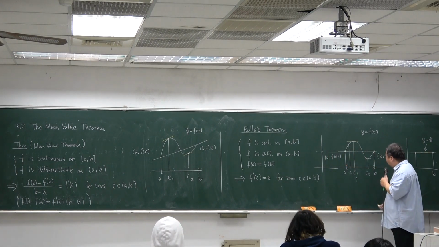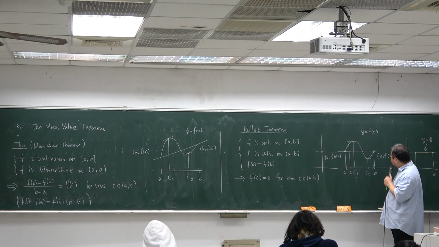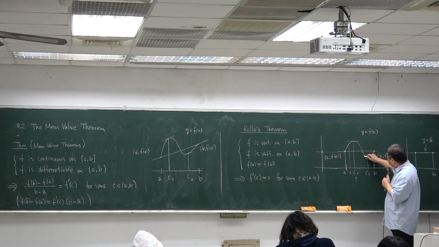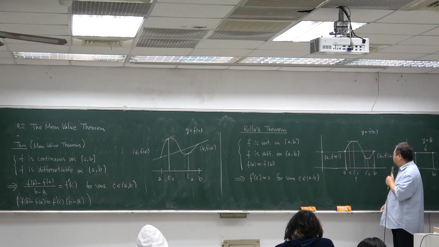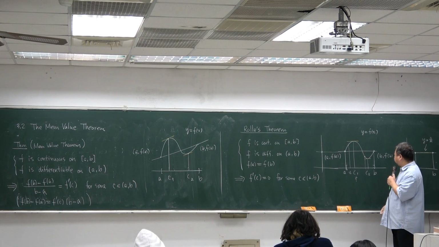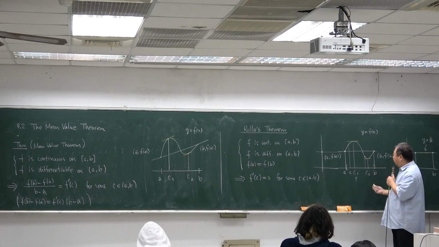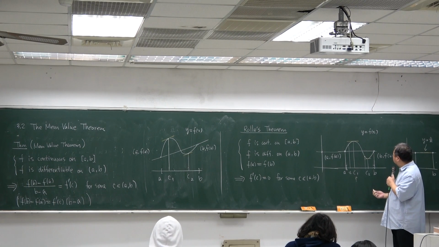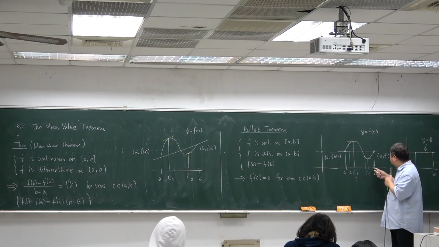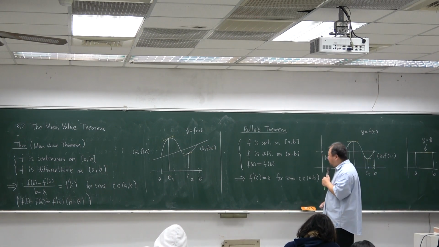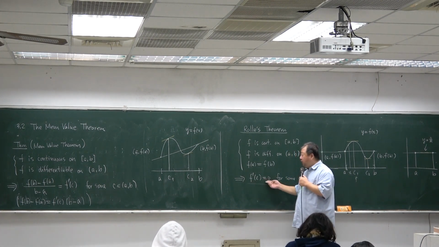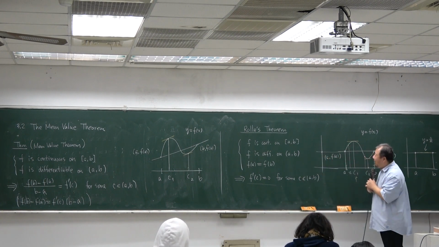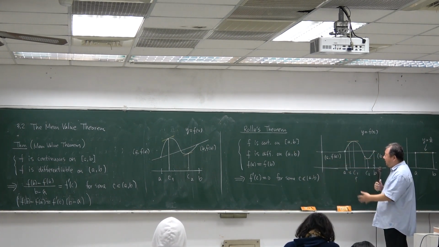Of course, another possibility is that if some number inside AB whose value is less than this value, then the minimum of this function occurs interior to this interval. And this one is again a critical number. So by Fermat's theorem, f prime of c equals 0. Okay? So the special case of the mean value theorem is easy to explain.